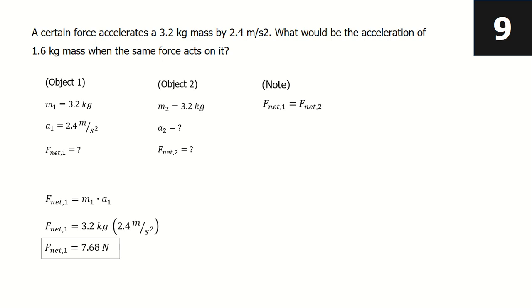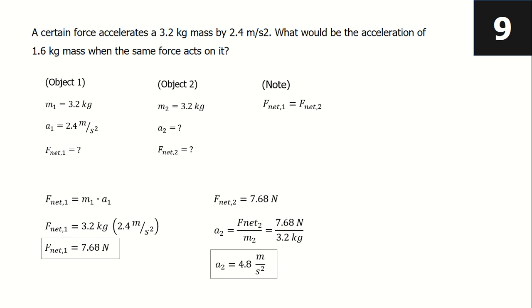So solving for the net force for object 1 first, 3.2 kilogram times 2.4 meter per second squared is 7.68 newtons. That is also the net force acting on object 2. And now we can use the acceleration equals net force over mass formula, 7.68 newtons divided by 3.2 kilogram will be equivalent to an acceleration of 4.8 meter per second squared, which is greater than A1, which is only 2.4 meter per second squared.